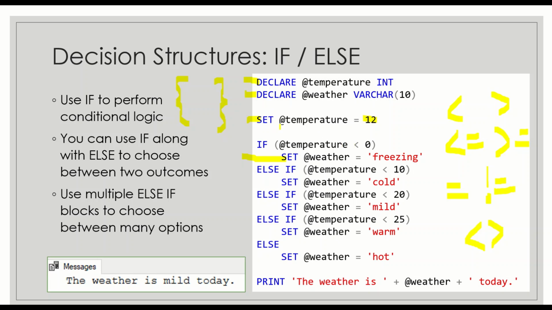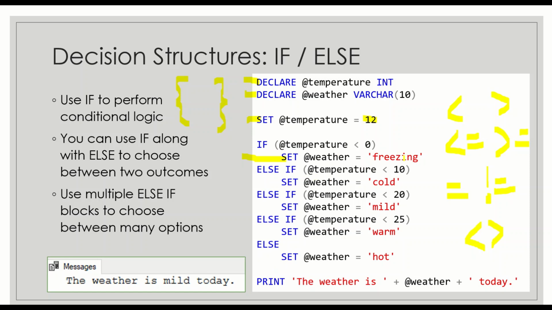So this particular example says if the value of temperature is less than 0, we're going to assign freezing to weather. If not, we move on to the else. The else says if the temperature is below 10, set weather to cold. Now, just like other languages, if-else sequences like this are mutually exclusive. So if you enter one of them, the rest of them are all skipped over.